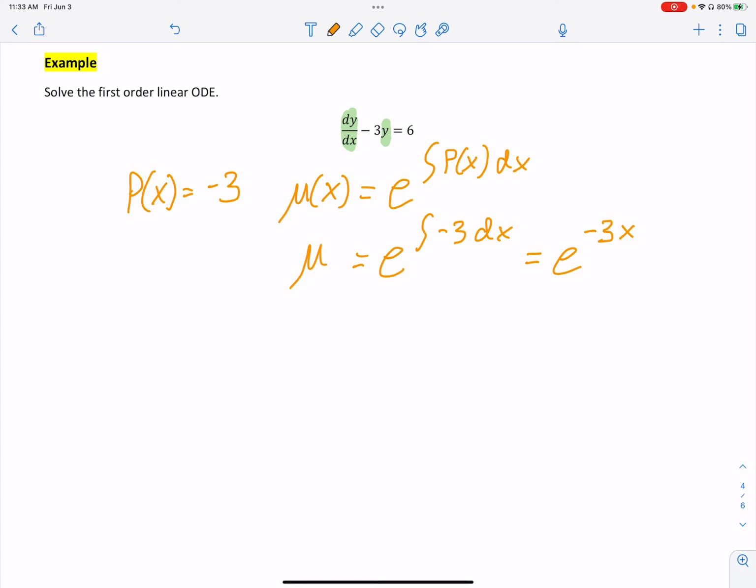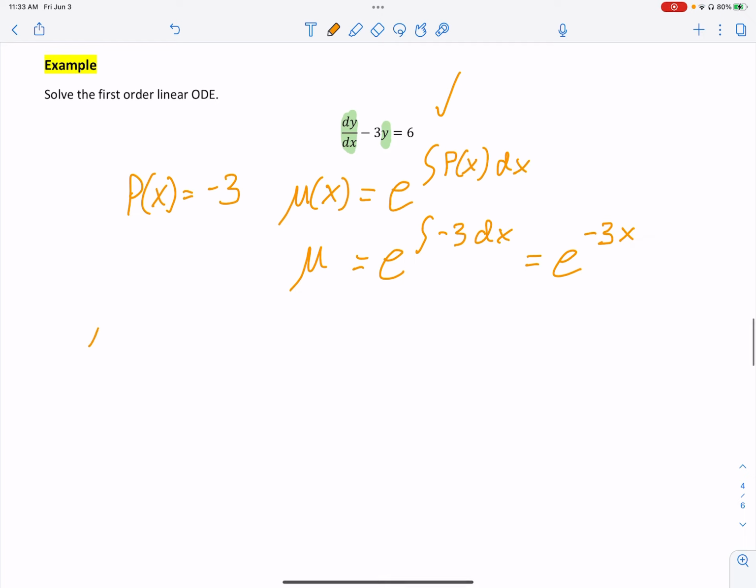Okay, so there's mu. So we made sure it's in the right form. It was. dy/dx was by itself. It is a first-order linear. And then we identified p of x, which was -3. Then we found mu by its definition. Mu is e to the -3x. So now I'm going to multiply the DE by mu.